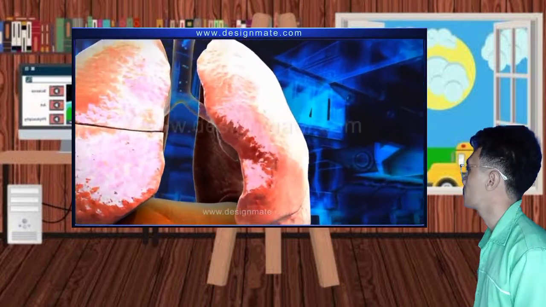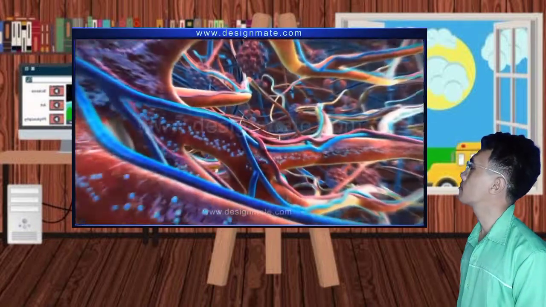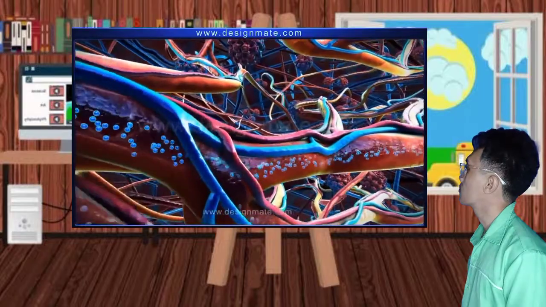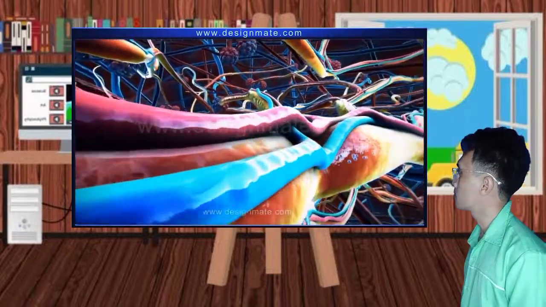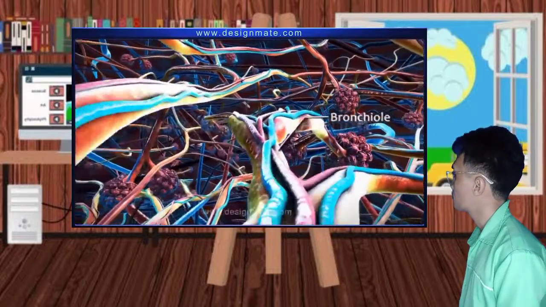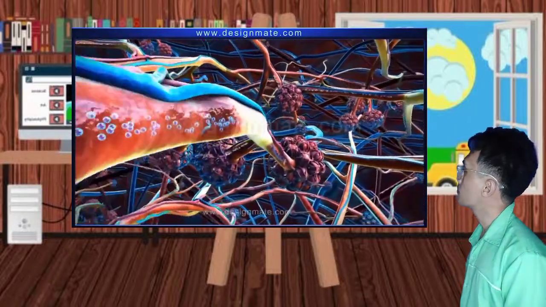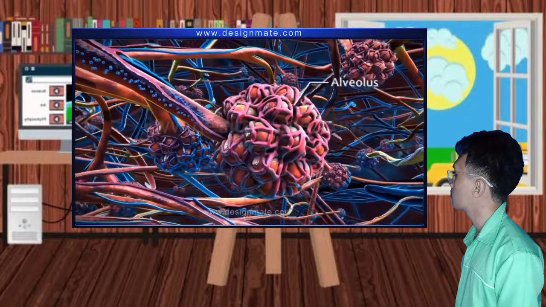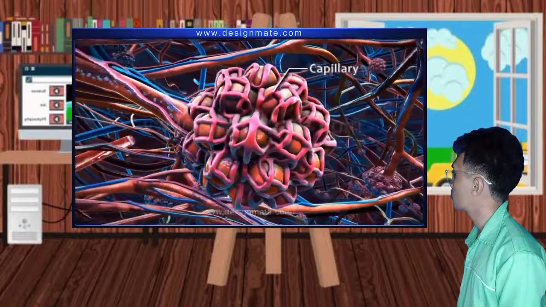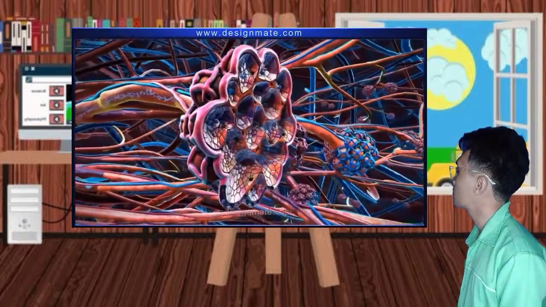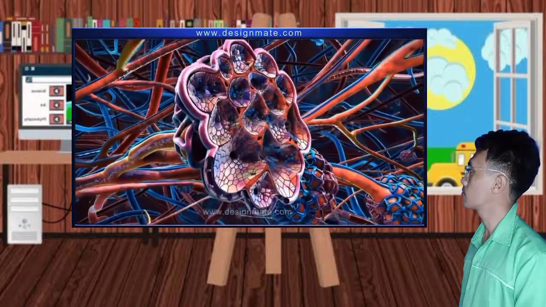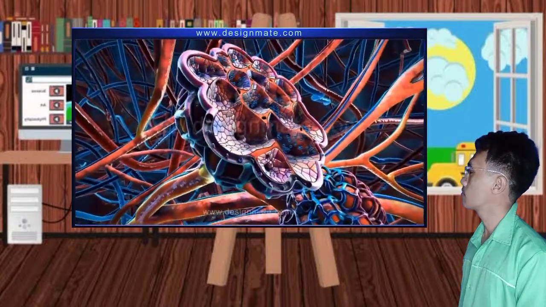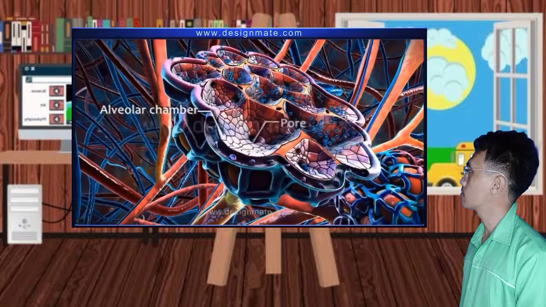From each bronchus, oxygen travels into the lungs. Within the lungs, the bronchus divides repeatedly to form bronchioles. Oxygen travels through these bronchioles and reaches the alveoli, each of which is surrounded by a network of capillaries. A section of one alveolus shows the presence of numerous alveolar chambers with pores.